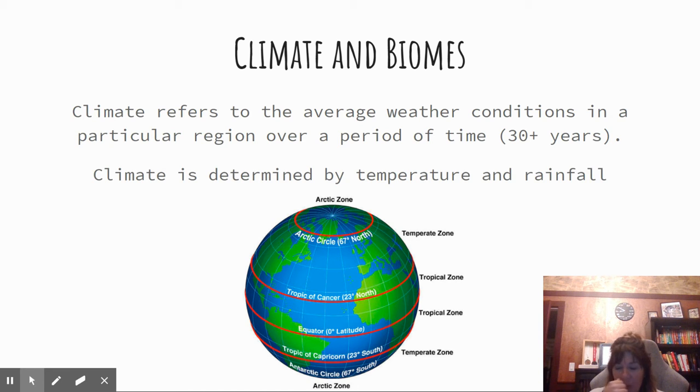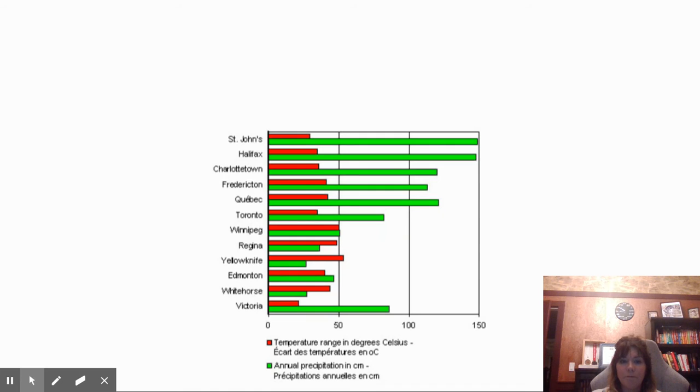Now, a big part of how we determine climate is how much rain falls and how warm or cold it is in an area. If we take Medicine Hat and compare it to, let's say, California, our climate is very different. We have different amounts of rainfall. Our temperatures vary differently, especially in precipitation. They don't get snow at all in some areas of California, while we get lots of snow. That is how we determine different areas on Earth and how biomes are determined.